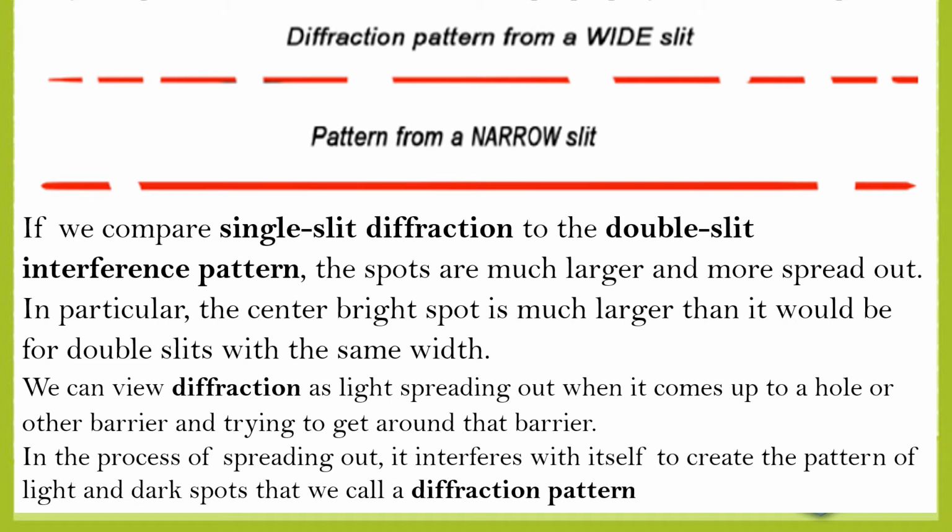Okay, class? We can view the diffraction as light spreading out when it comes up to a hole or other barrier and trying to get around the barrier. In the process of spreading out, it interferes with itself to create the pattern of light and dark spots. That is what we call the diffraction pattern. Okay?